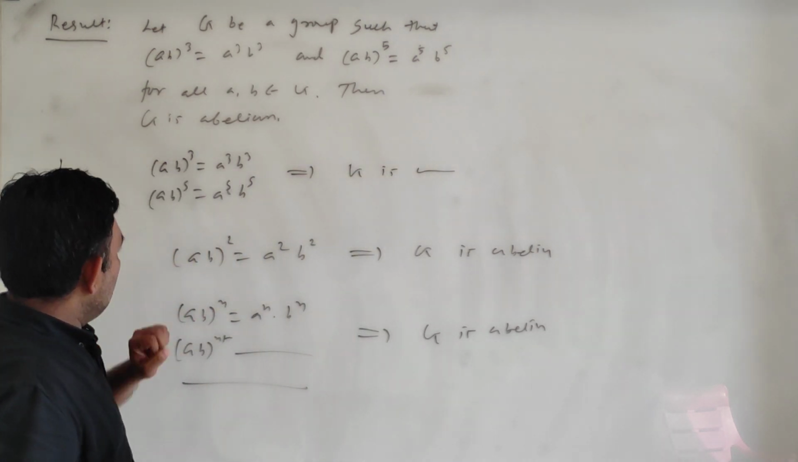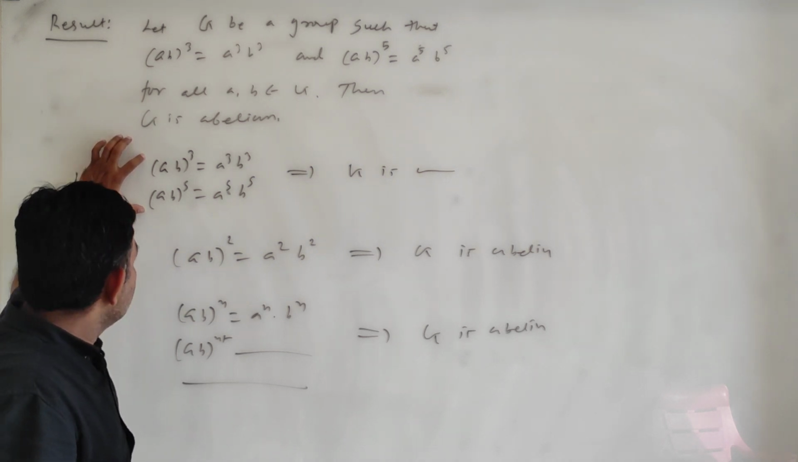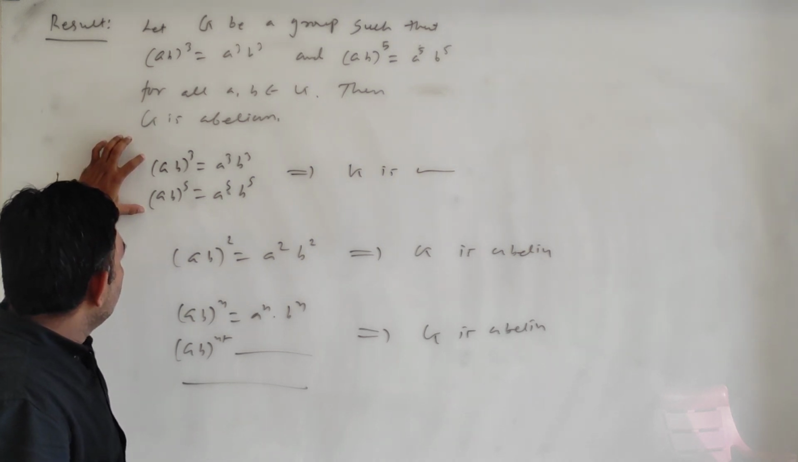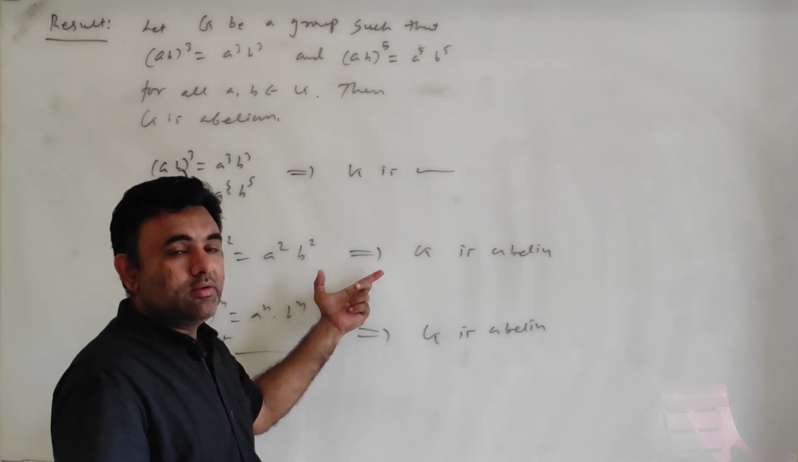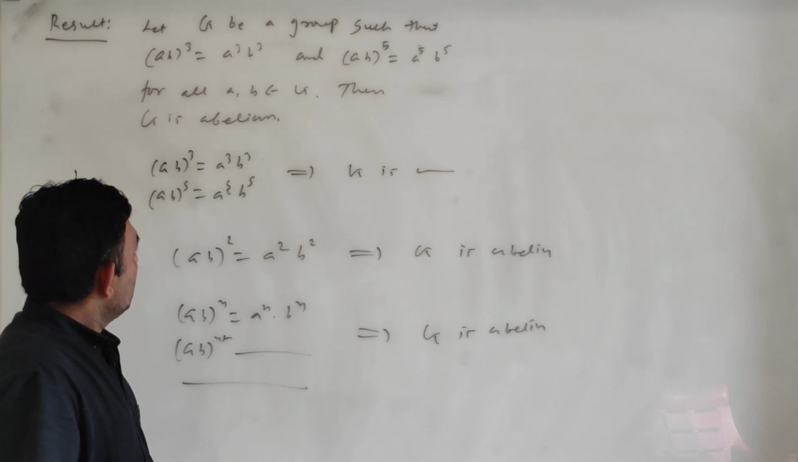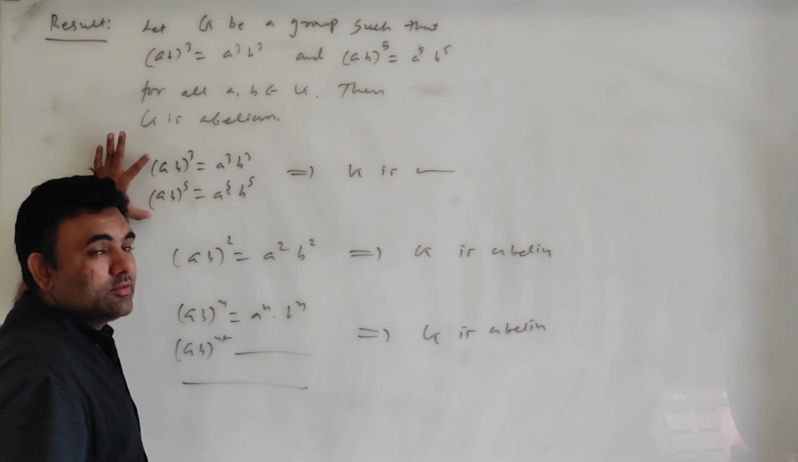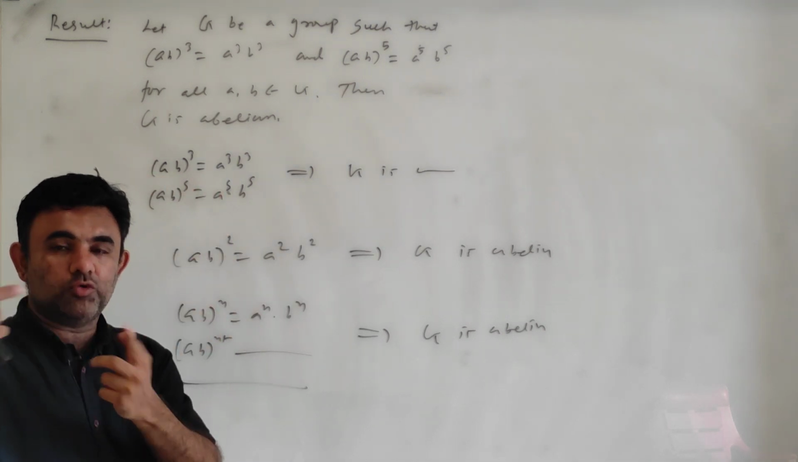So to prove this, what can we do? With the help of these two given things, either you prove (AB) square equals A square B square, then using that result we claim that G is abelian. The other way is, using these two things, you prove that (AB) raised to 4 equals A raised to 4 B raised to 4.